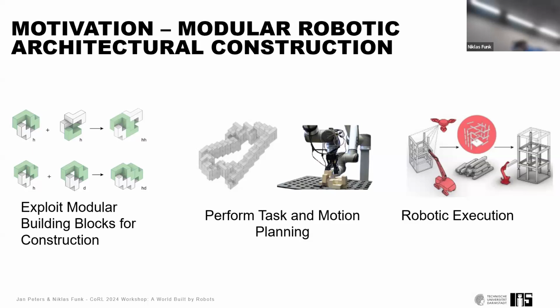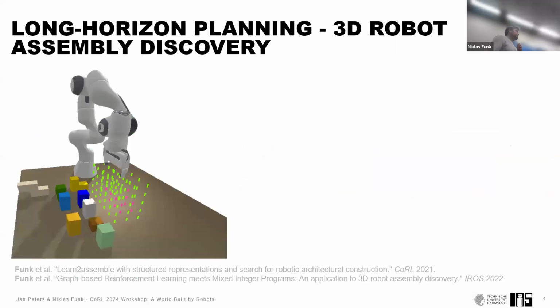And I think at the core of this vision are, of course, task and motion planning methods that realize the interface between the building blocks and actually realizing the structure. To break it further down from a research point of view, the problem that we were tackling is this 3D robot assembly discovery, which is mainly about long horizon planning.